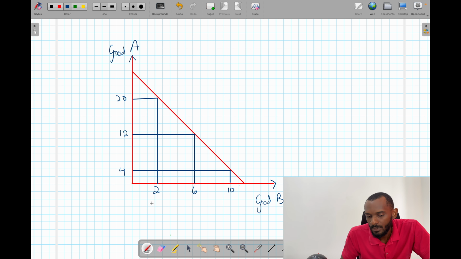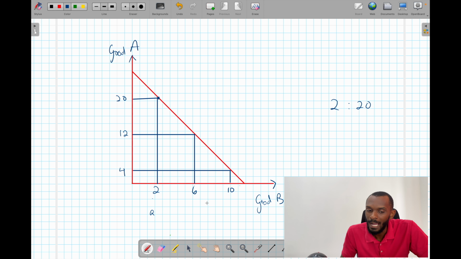The first point of production is this one. Let's call this point A. At point A, we're being productively efficient because we are producing on the production possibility frontier. At this point, we're getting 2 units of good B and 20 units of good A. Nice. But then we say, hey, we want more units of good B. In fact, we want more to the point where I need 4 additional units. And let me use a different color here. We want 4 additional units of good B. How many units of good A would you have to give up in order to attain that?